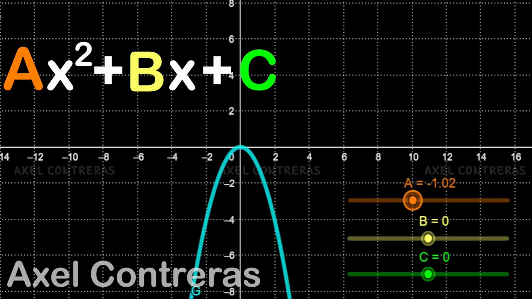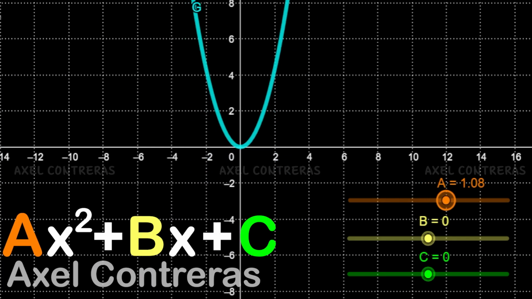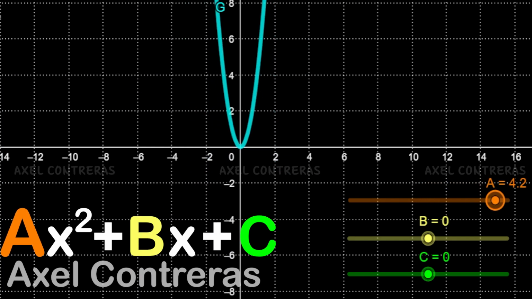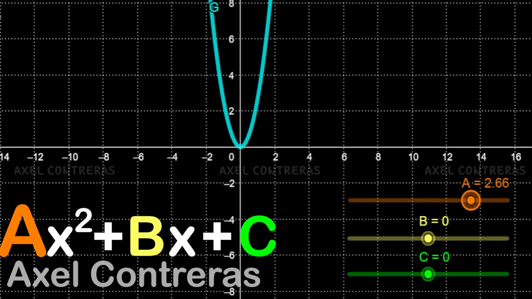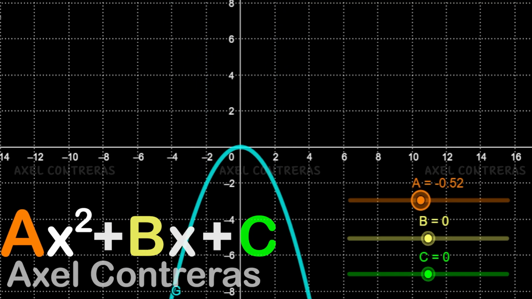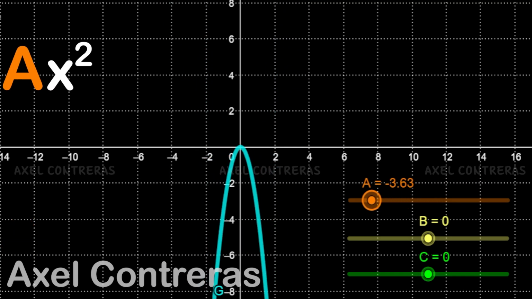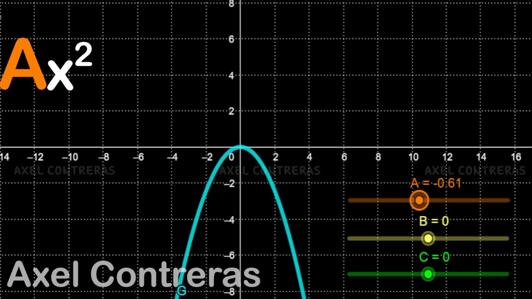Y equals ax² plus bx plus c. The value of the letter a is essential. If a is positive, the parabola opens upward. If a is negative, the parabola opens downward. The larger the absolute value of a, the narrower the curve. If a is smaller, the parabola becomes wider.